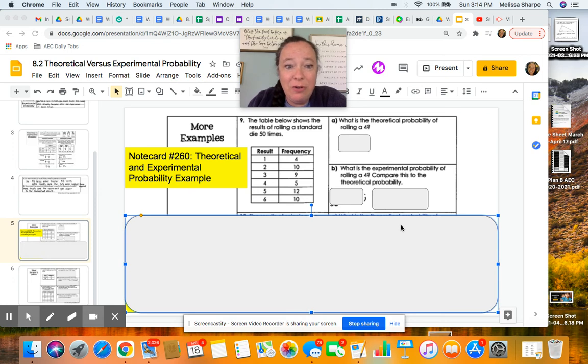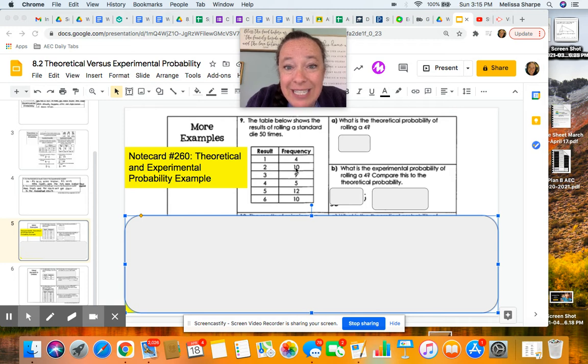All right, so now on to note card 260, where we're going to do an example of theoretical and experimental, and I'm going to have you write it down. So this example shows the results of rolling a standard die 50 times. The first result, getting a 1, happened 4 times. The frequency is how many times it happened.